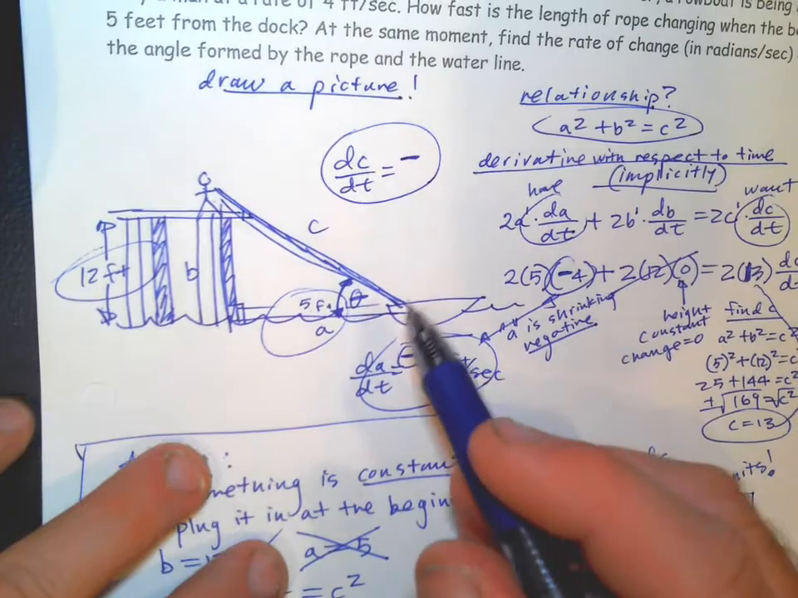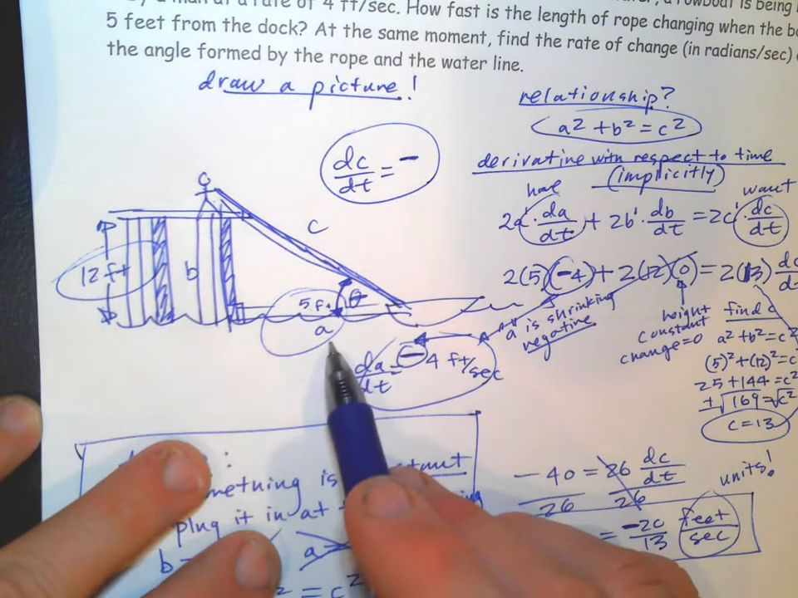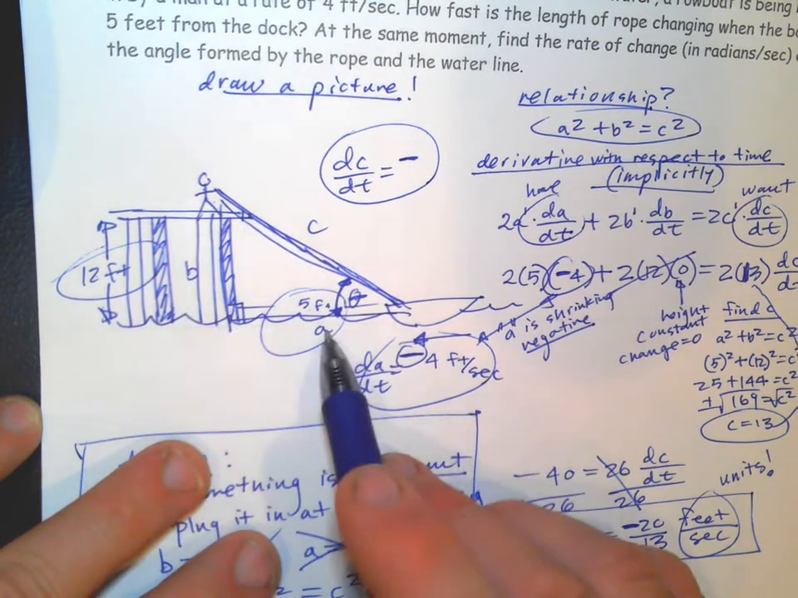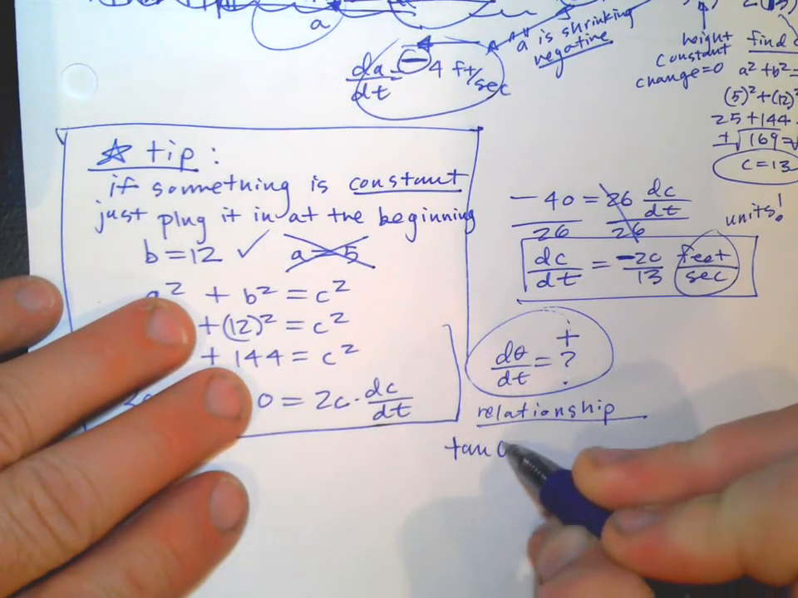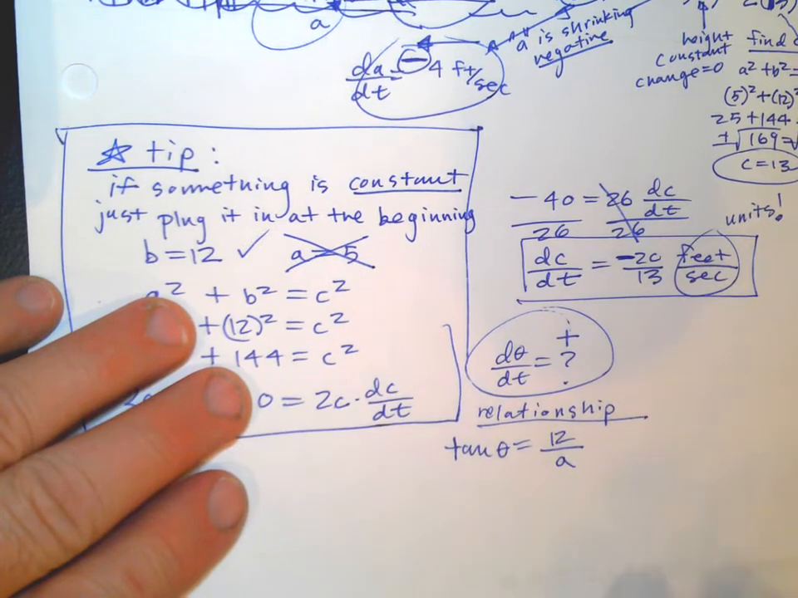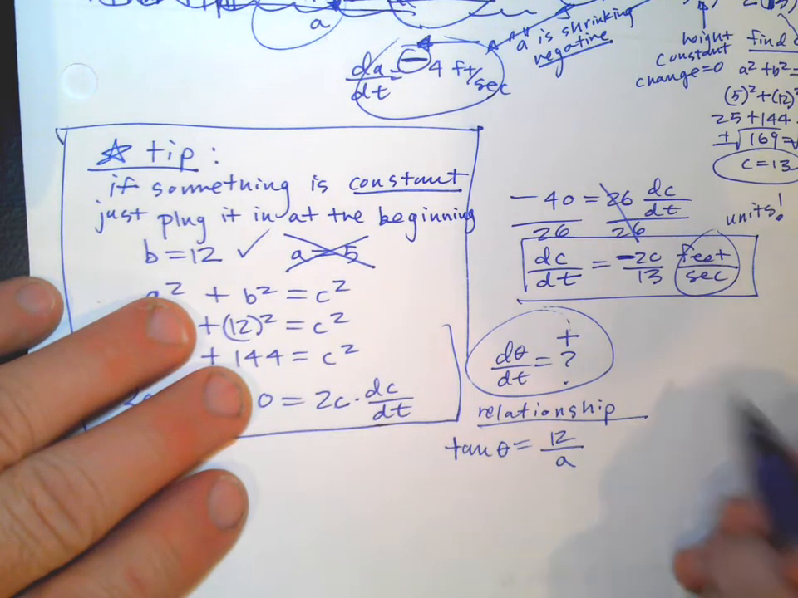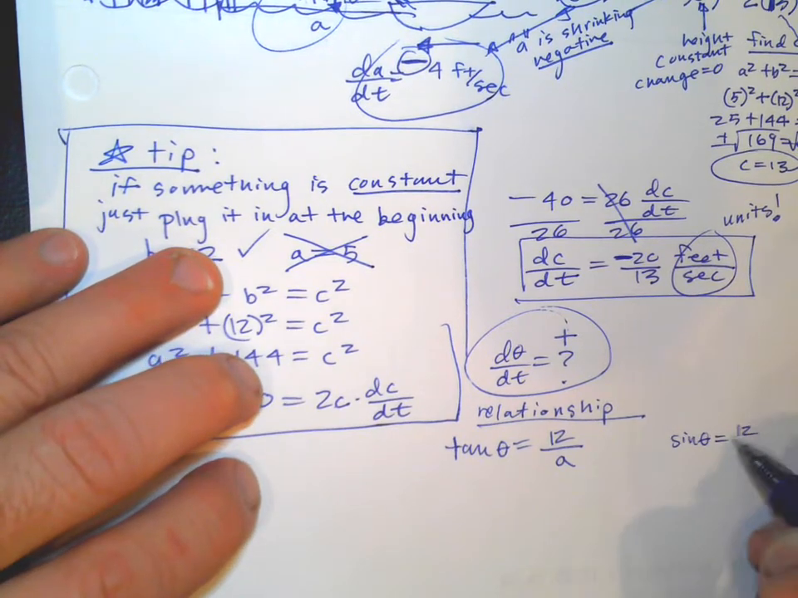So which basic trig function would involve theta, B, 12, and A? Opposite and adjacent. That's tangent. Now you could do the other ones, but tangent theta equals opposite 12 over A. Now, I'm not going to put the 5 in, but I'm going to put the 12 right now just because of what we talked about, right? Now, you could do sine. You could do sine theta equals opposite over C.